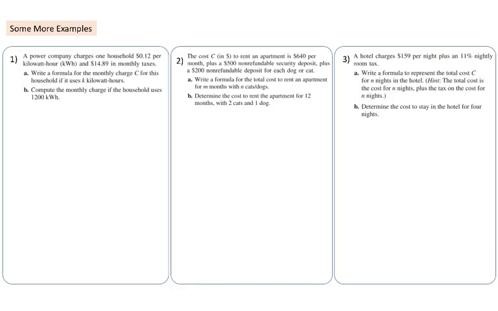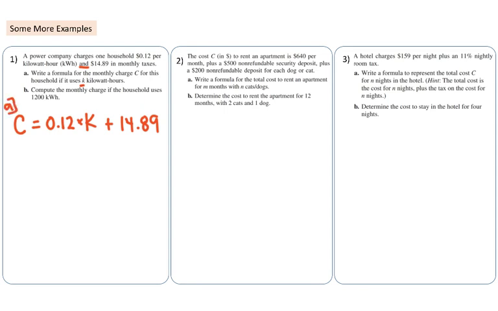So here's some more problems. These look a little bit more complicated than what we just did, but let's try it. A power company charges one household, it looks like 12 cents per kilowatt hour and $14.89 in monthly taxes. So the cost is going to be the 12 cents per kilowatt hour. So times every, I guess they want to use the letter K hours. Plus, this word and is plus, you also have to pay $14.89 every month. Okay, so that's part A.